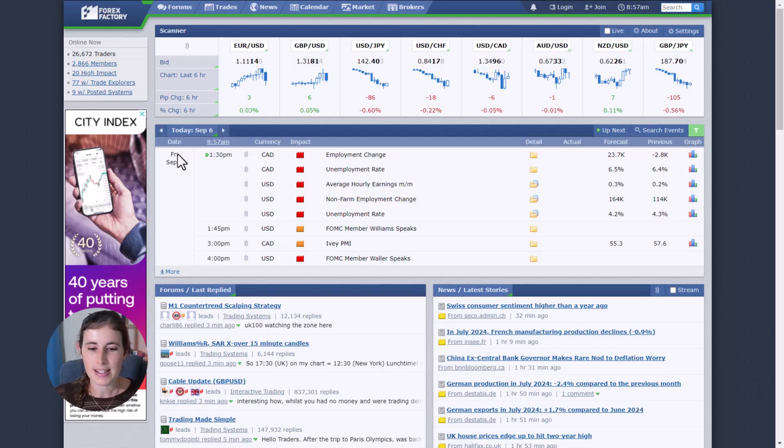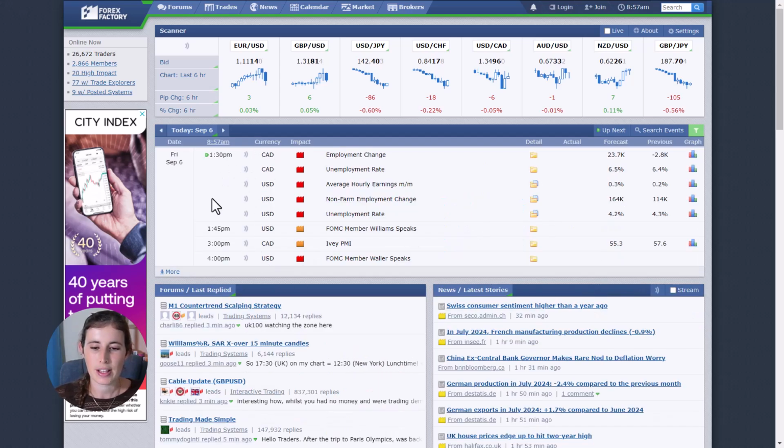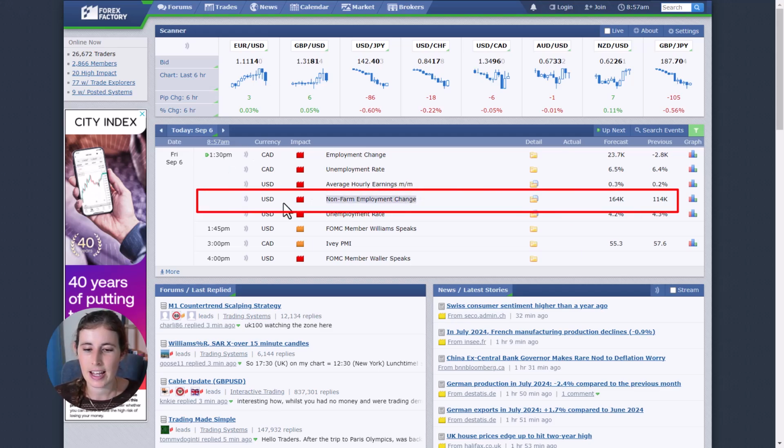So at the moment, I'm currently recording this on Friday the 6th of September. Now I have this filtered, this little green flag here. I have it filtered on the high impact news and also just the currency pairs that I am interested in. But the main thing today for me at 1:30 GMT is the NFP news release for the dollar, non-farm employment change.